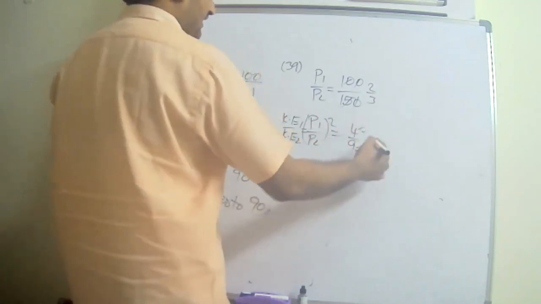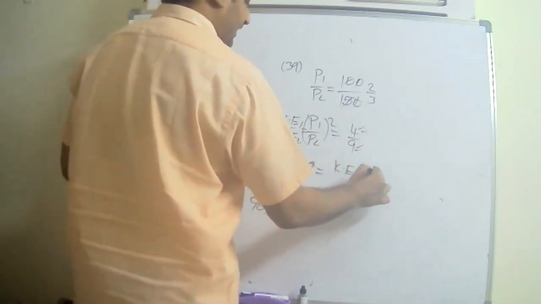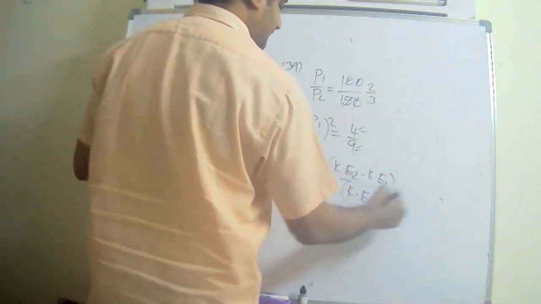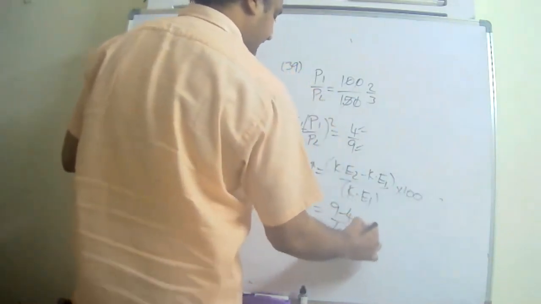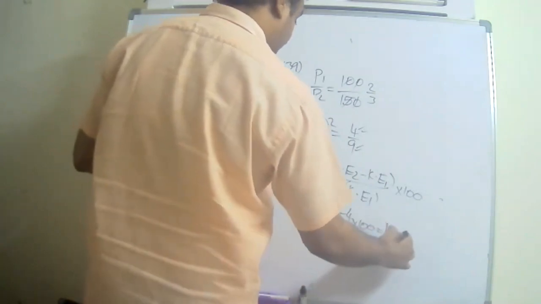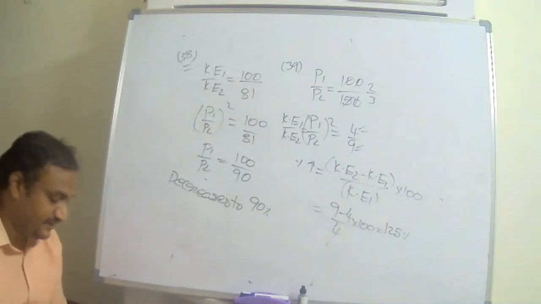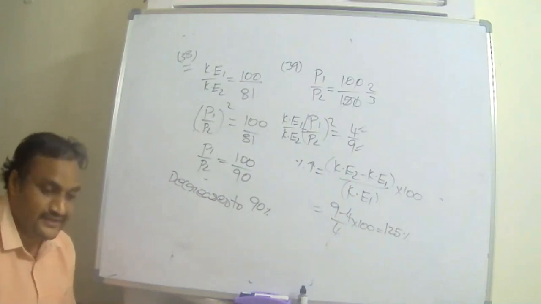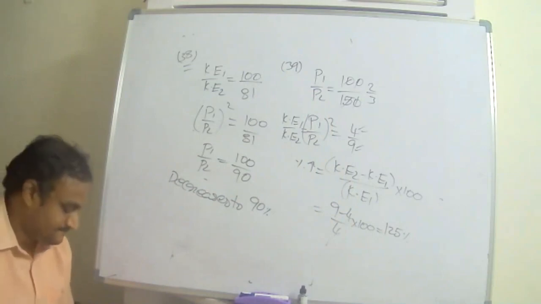So initial 4 ఉండేదాలో 9 అయింది అంటే ఎంత? Percentage increase is equal to final value minus initial value by initial value into 100. So 9 minus 4 by 4 into 100, that is 125%. So kinetic energy increased by 125%. Increased to 225%. Increased to అంటే 225 చెప్పాలి, increased by అంటే 125 చెప్పాలి. ఓకేనా? నెక్స్ట్.